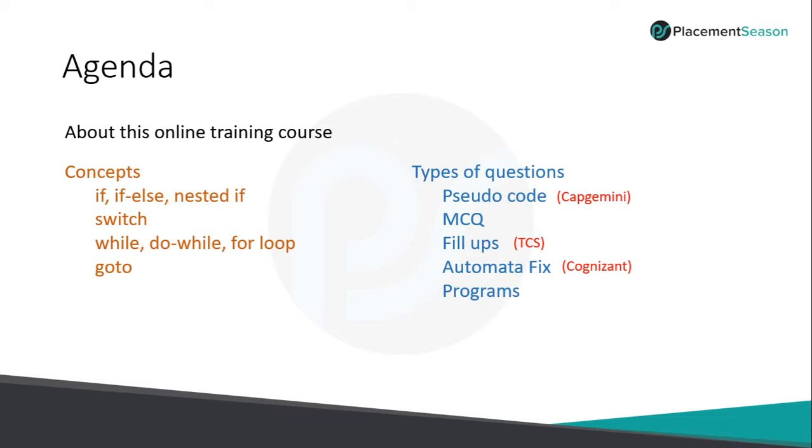I hope the audio and video are clear. We are going to proceed with this webinar, and I will give you some useful tips which will help you crack the first round of Capgemini, TCS and Cognizant, which is mainly based on today's concept, that is branching and looping.